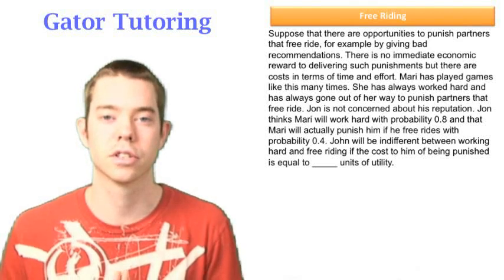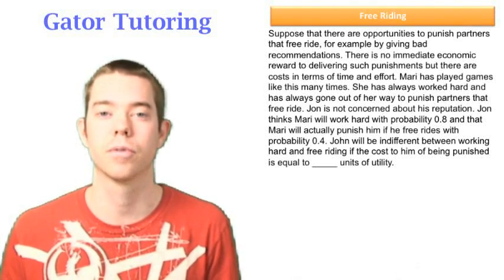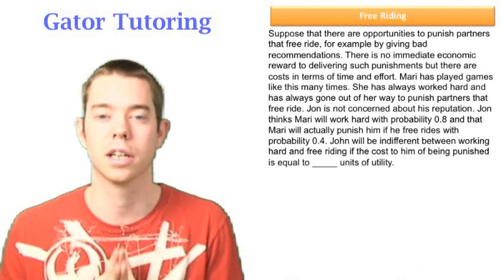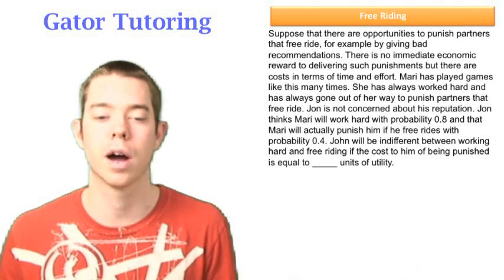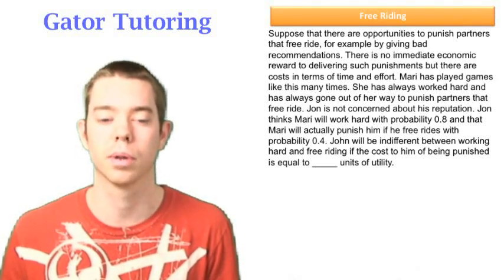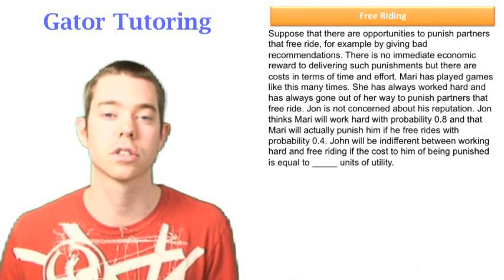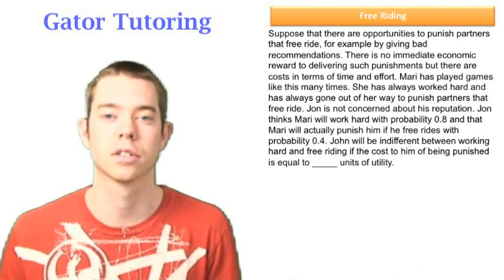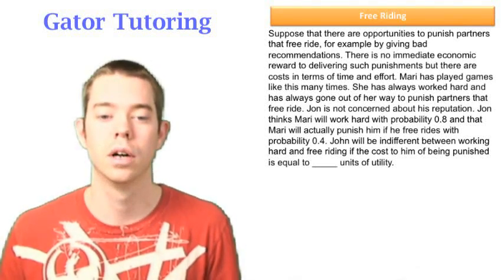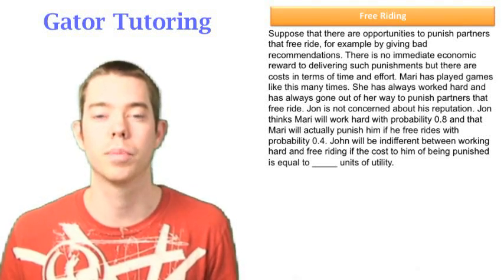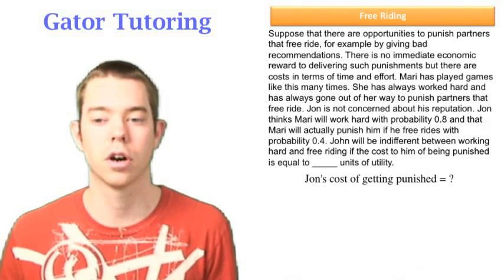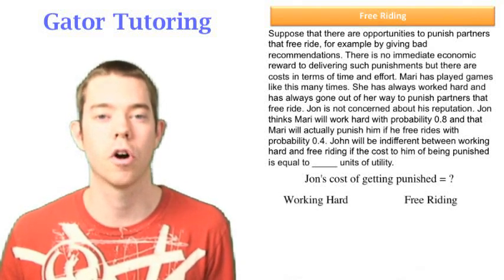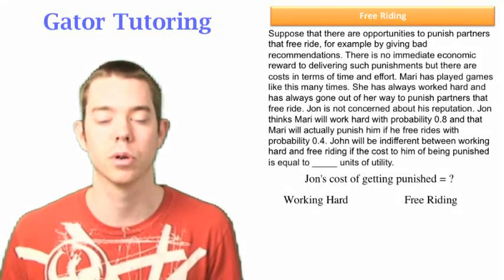So then the question says, and this is the most crucial part, is to understand what the question is asking for, because that's going to be the hardest part of any of these questions, is where do I start? This says, John will be indifferent between working hard and free riding if the cost to him of being punished is equal to blank units of utility. So we're looking at the cost to John, his units of disutility in this case, of being punished. It tells us John will be indifferent between working hard and free riding. So we know that we're looking for John's cost of getting punished, and we're going to be equating working hard and free riding for John. This is going to help us build our story.